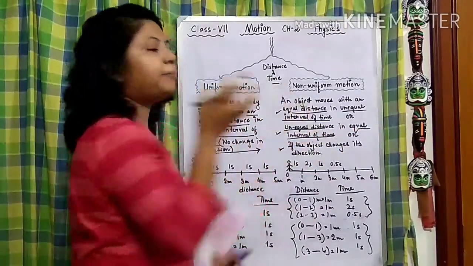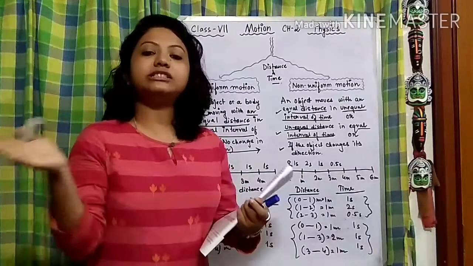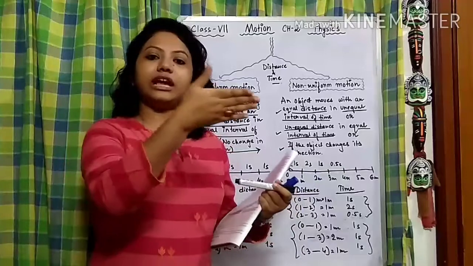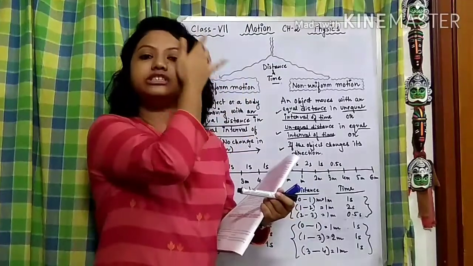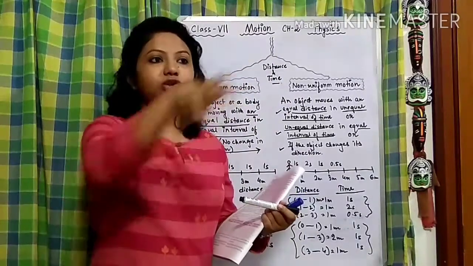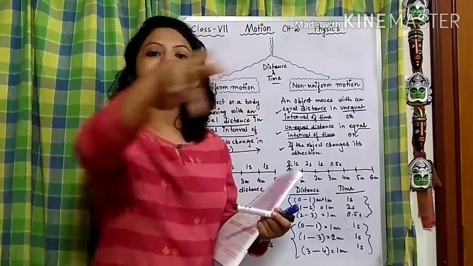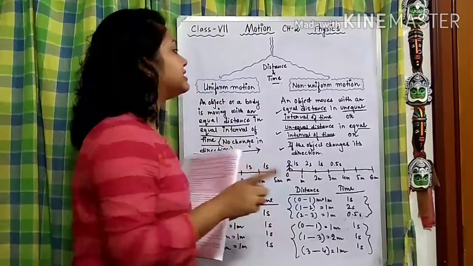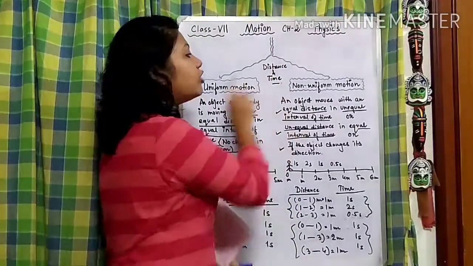Now if that object changes its direction suddenly, suppose it was moving in a straight line, then it suddenly changes its position, or if the object is moving in a circular path, that body is constantly changing its position. That is how we can say that the body is moving in a non-uniform motion.